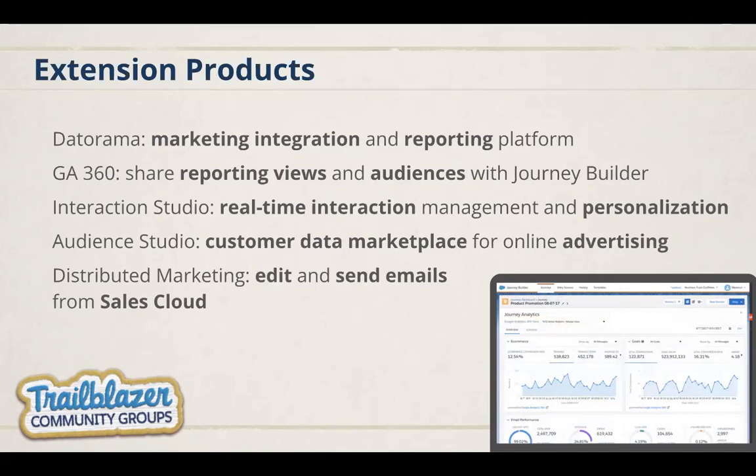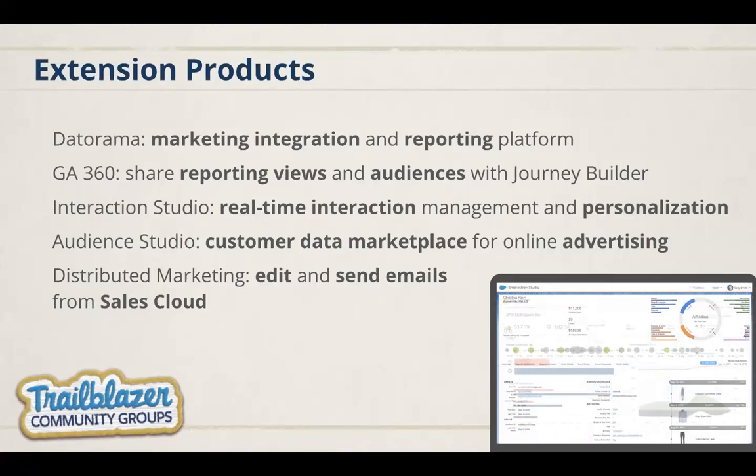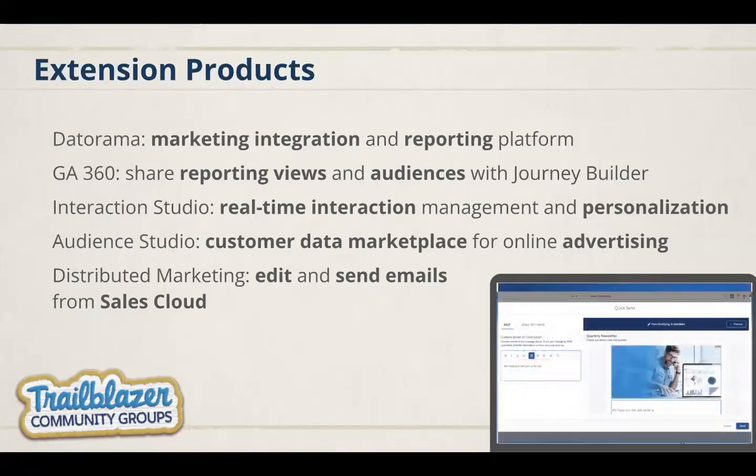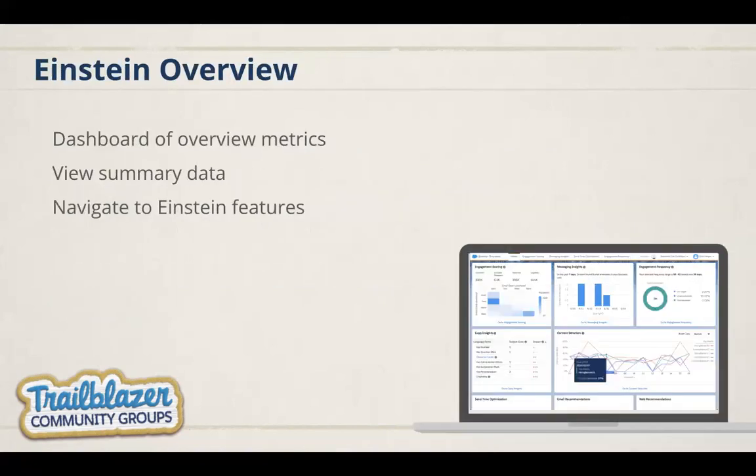And this is, what's this? Oh yes, here we see the screenshot down here. This is an example of GA360 integration into Journey Builder. Here's Interaction Studio, and this is Audience Studio here, and Distributed Marketing. I forgot that I've got some supporting screenshots from here. Here you can see in this screenshot the editing experience, where we're in Sales Cloud, and we've got this intuitive editor on the left-hand side where I can customize my message. Now let's talk about Einstein.